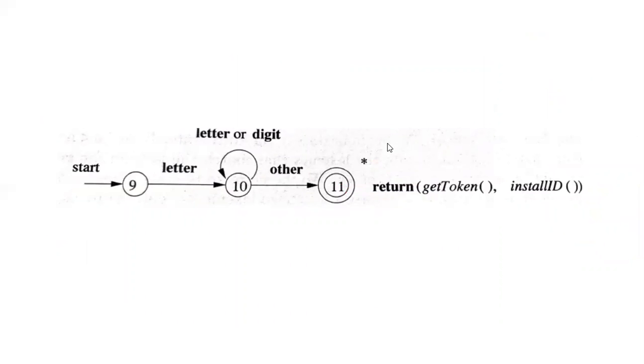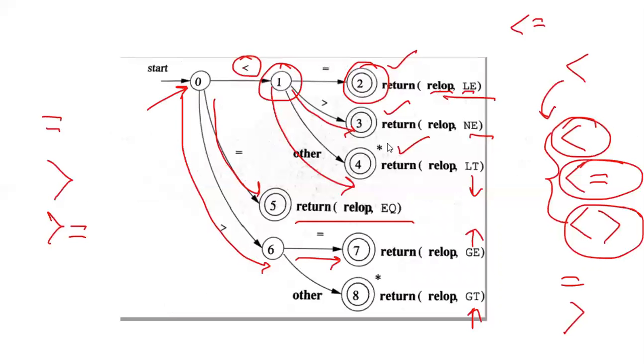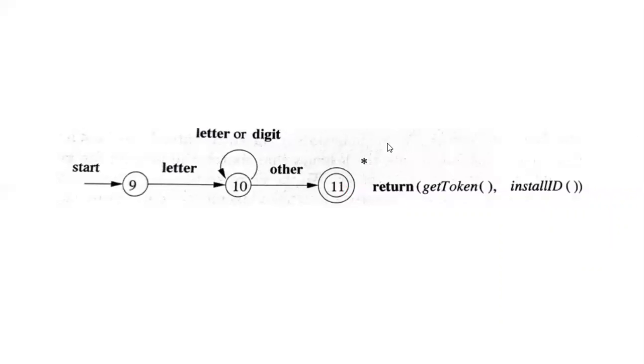This one now here, this is for your identifiers. Okay, so we are starting at state 9. I see a letter here. Then I move to 10. Then whenever I see any letter or digit, I keep on repeating. I still remain in state 10. Okay. And then I see something else, which is not a letter and not a digit. So I reach the final state 11.